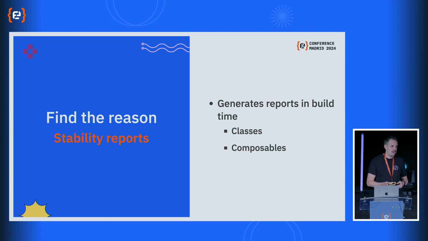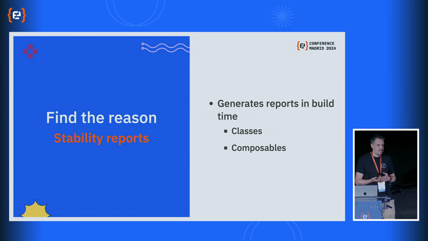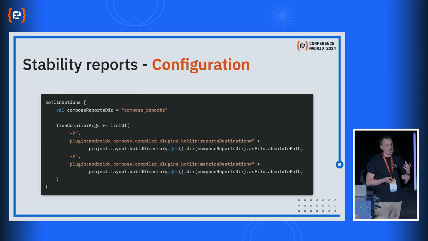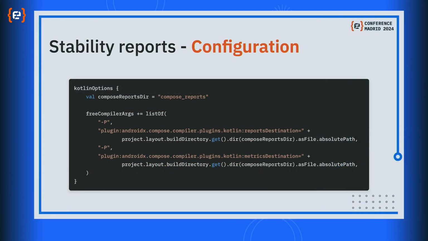With the layout inspector, you find out where the problem can be. And then you have the stability reports that will help you detect why this is happening. Once we know where it's happening, the why comes with the stability reports. And we have a couple of stability reports. The first one is the classes report, and the other one, the composables report. Both of these reports can be generated at build time, but they aren't generated by default. What we need to do is to add a couple of arguments to the compilation. Don't try to remember this. You will have the slides later.